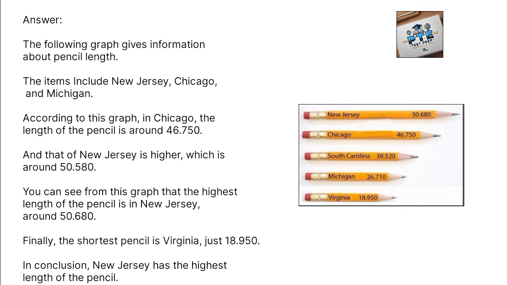You can see from this graph that the highest length of the pencil is in New Jersey, around 50.680. Finally, the shortest pencil is Virginia, just 18.950. In conclusion, New Jersey has the highest length of the pencil.